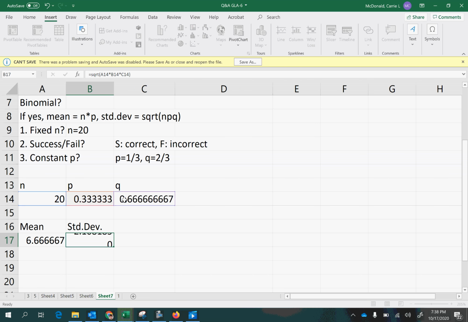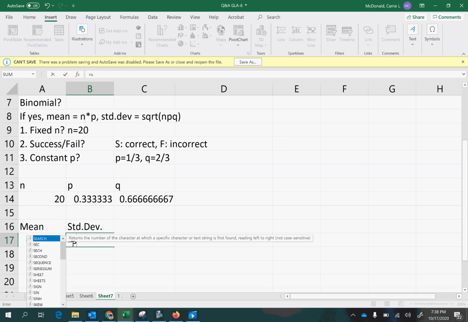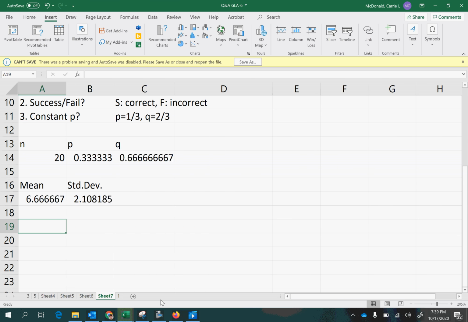And if you're really clever, you'll realize that when you did the mean, you did N times P already. So when you go to do the standard deviation, instead of doing N times P again, you can just do, this is N times P already, and then times Q. Just shortens it a little bit. And so once you have the mean, now you're ready to calculate the minimum usual value and the maximum usual value.